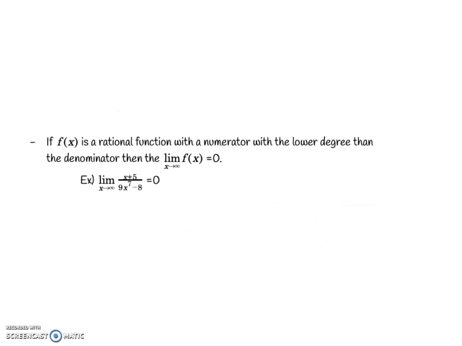Lastly, if a function is a rational function with a numerator of a lower degree than the denominator, then the limit as x approaches infinity is equal to 0, as is shown over here. If you look at this, the limit as x approaches infinity of x plus 5 over 9x to the 7th power minus 8 is equal to 0, because the numerator has a smaller degree than the denominator.